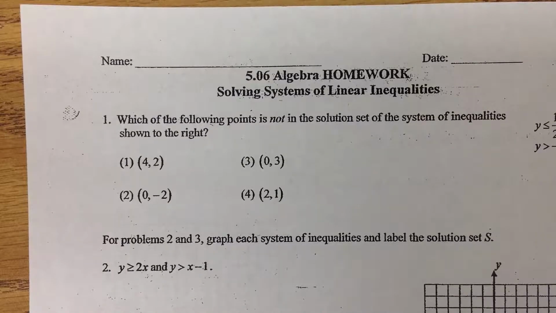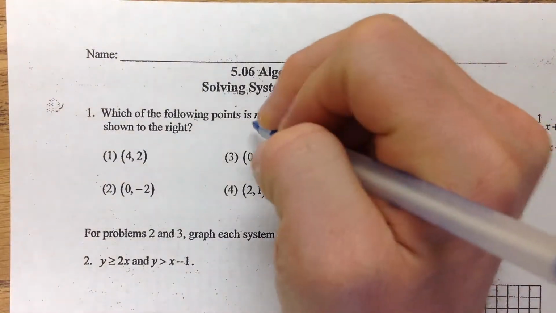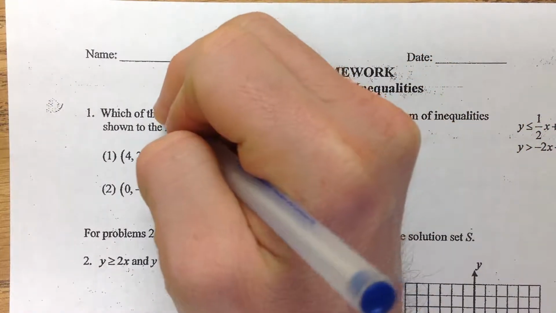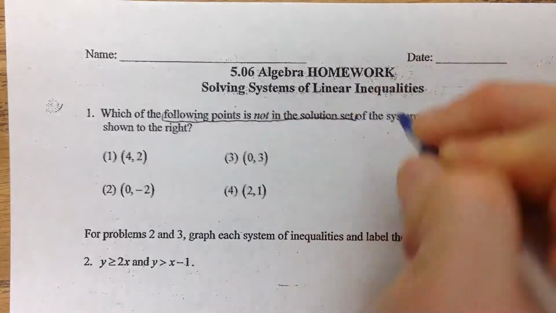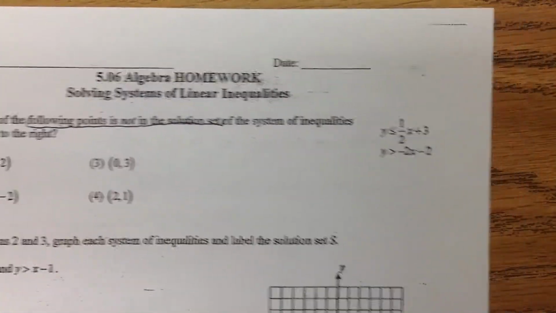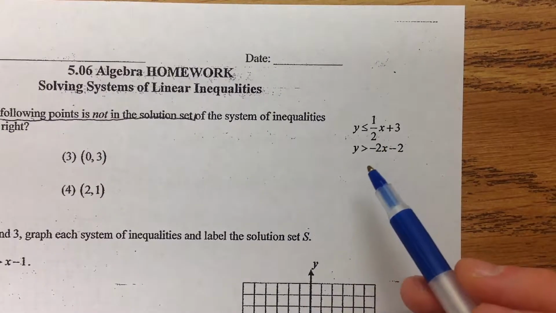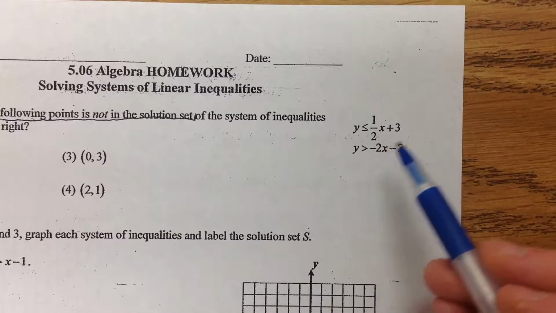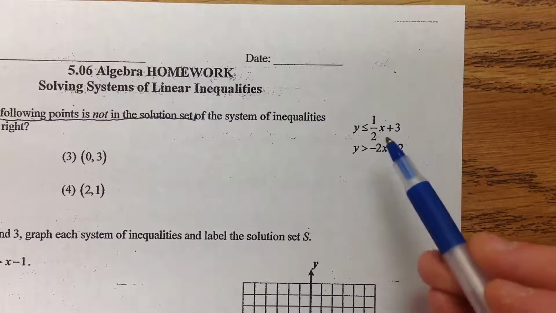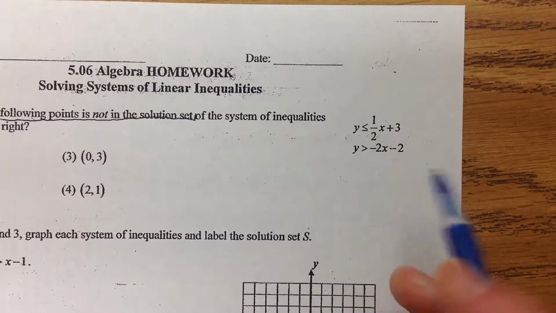Which of the following points is not in the solution set of the system of inequalities shown to the right? Alright, so which of the following points is not in the solution set to this system of inequalities? There are a couple ways you could do this. One is you could graph these inequalities and then see whether or not the points were in the solution set. Instead, we're going to do this one algebraically.